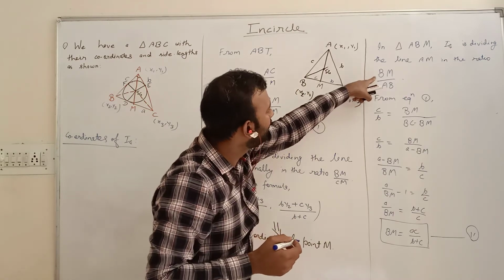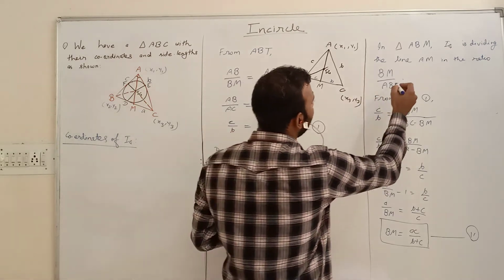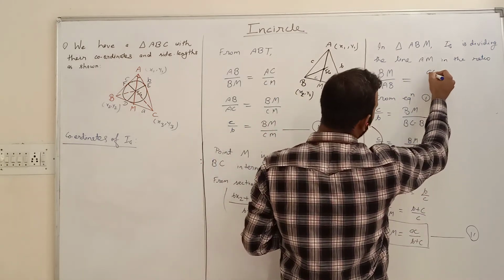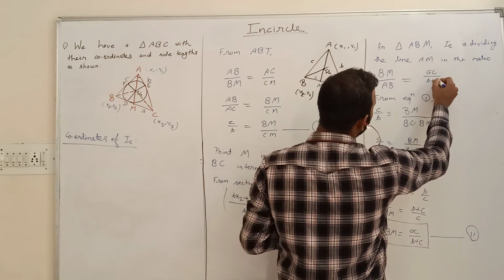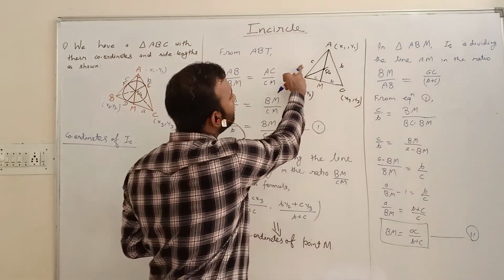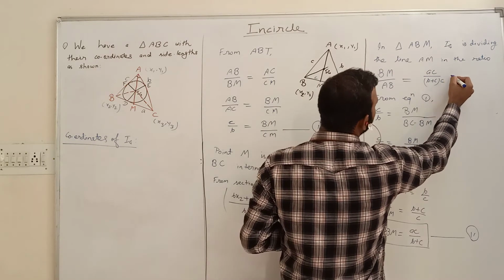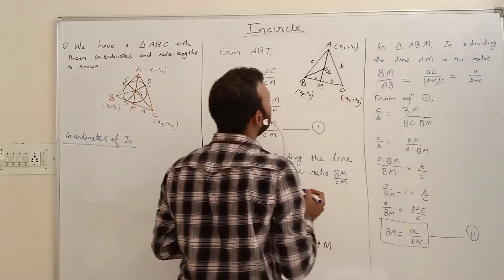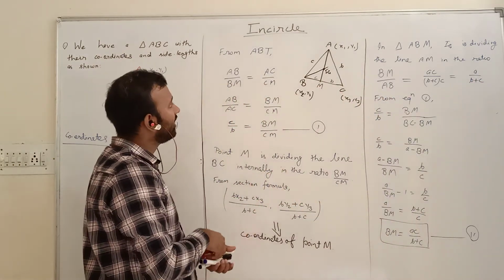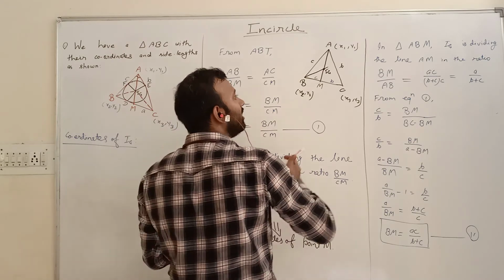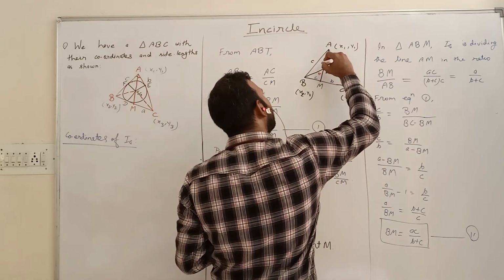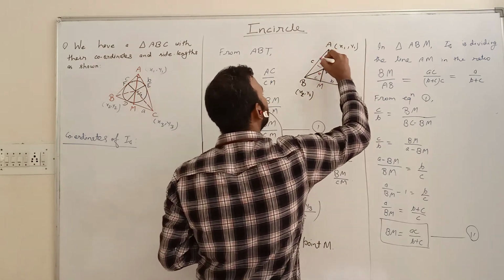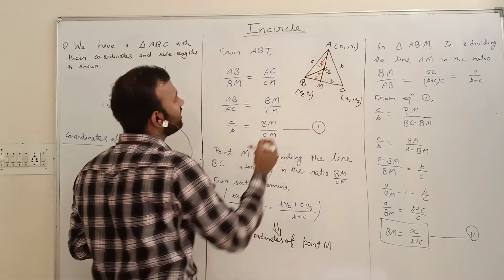So from here, BM upon AB, what is BM? BM is AC upon B plus C. And AB is C. So this is a upon B plus C. So can we write this in the way that IC is dividing the line in the ratio a to B plus C? Okay. So if you have to find the coordinates of IC, what will we do?